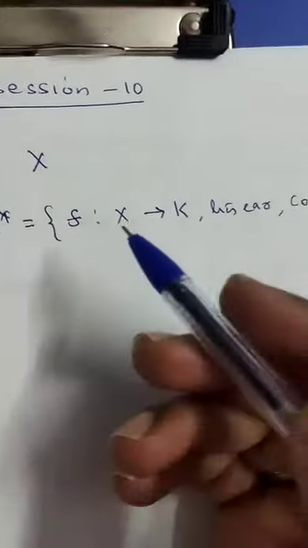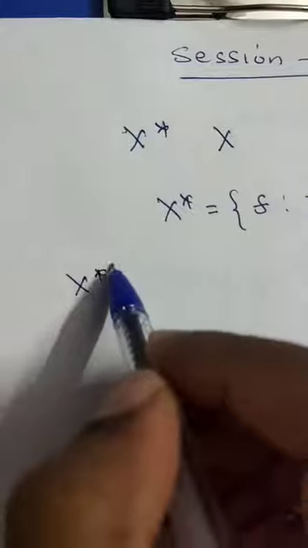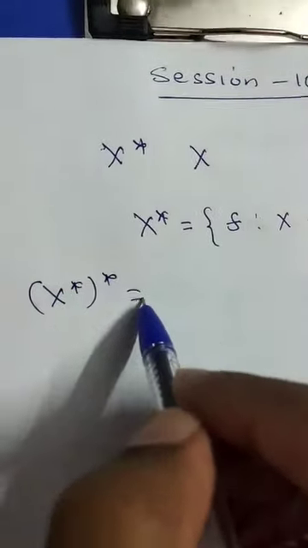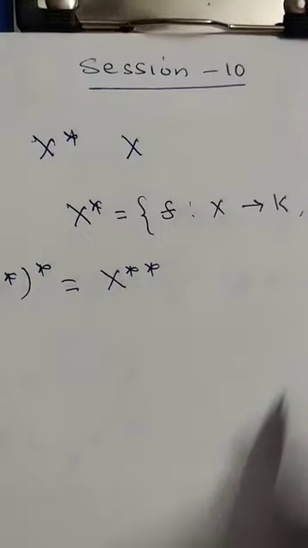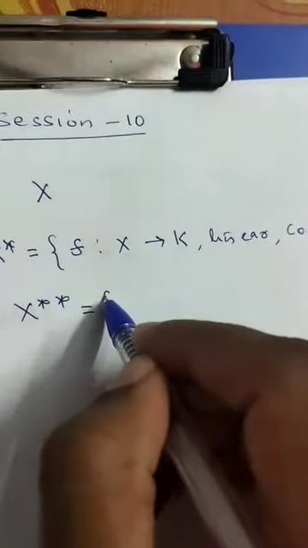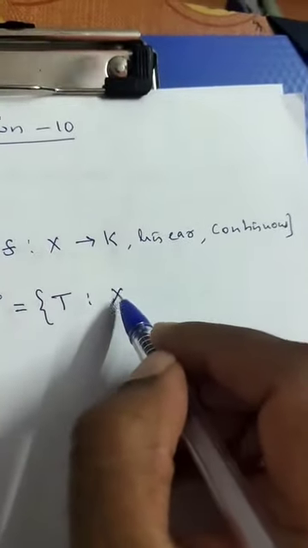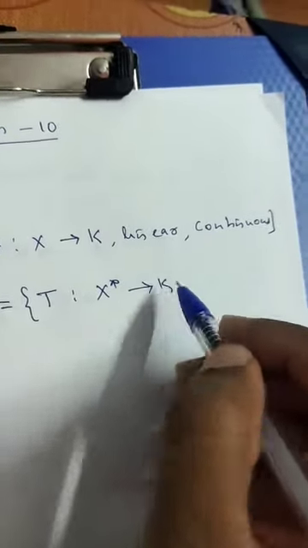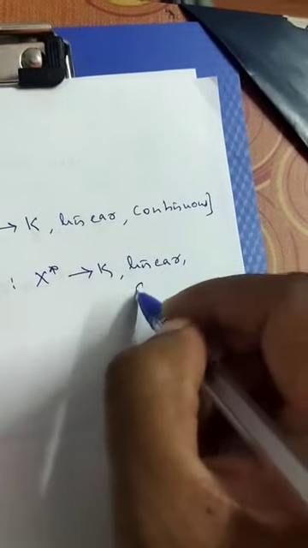Now let's consider the dual of this space X star. The dual of X star is denoted by X star whole star, or this is equal to X double star. What does X double star contain? It contains the set of all transformations T from where to where? X star to K which are linear as well as continuous.